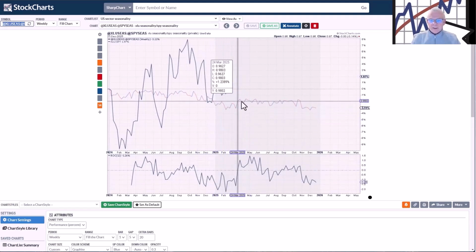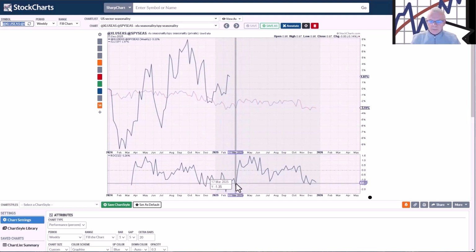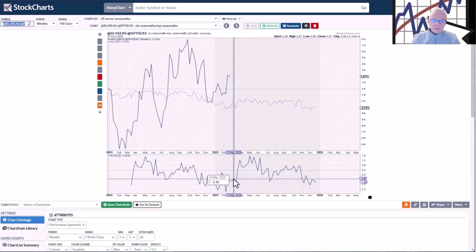And again, here you see it looks as if nothing's happening with that flat move from a seasonal point of view. But the rate of change is magnifying that by taking out the trend, and you can see that we're actually going into a pretty strong phase for the utility sector.